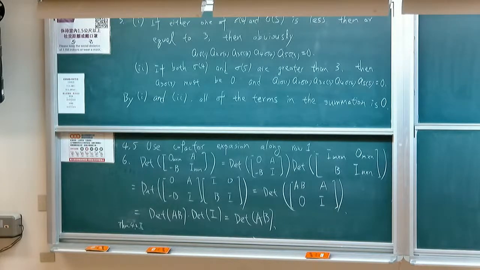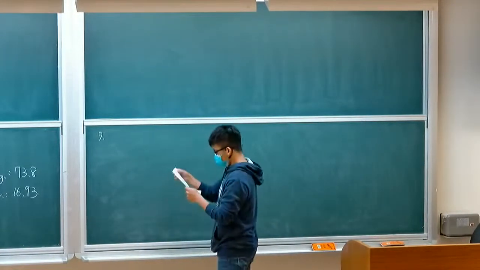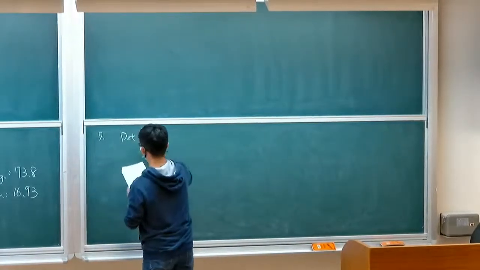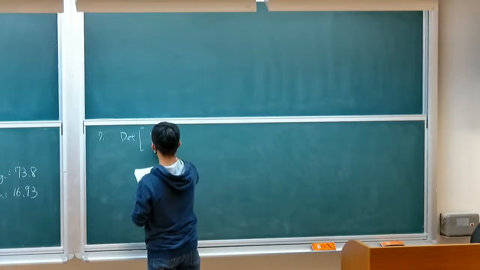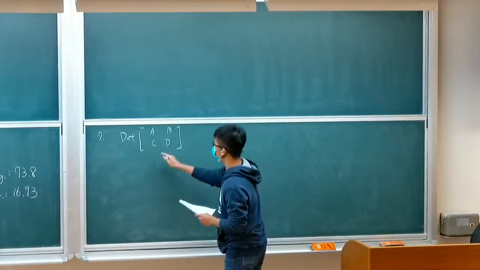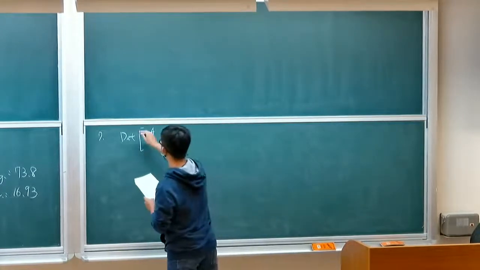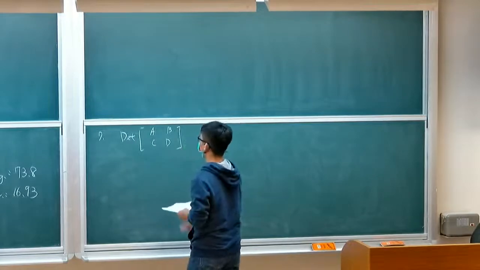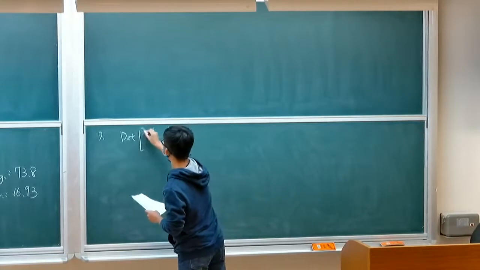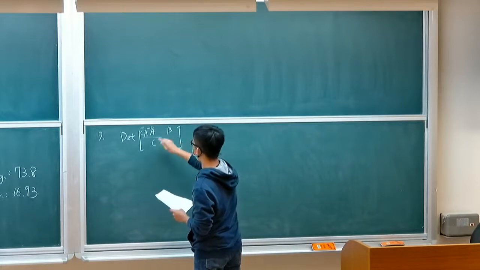For problem 7, similarly, we try to use the formula for block triangular matrices. First, we'll write down this matrix: A, B, C, D. Now let's see how we can eliminate this C. To eliminate this C, we can multiply the first row by C A inverse, and then add it to the second row.